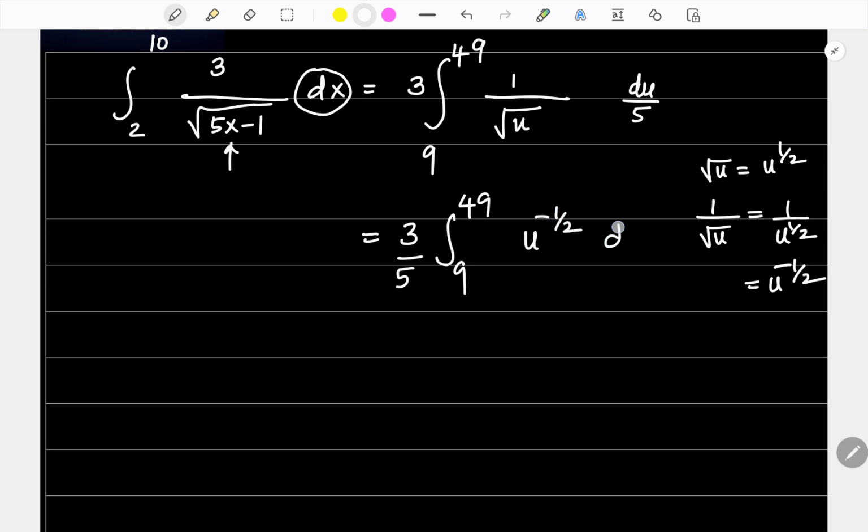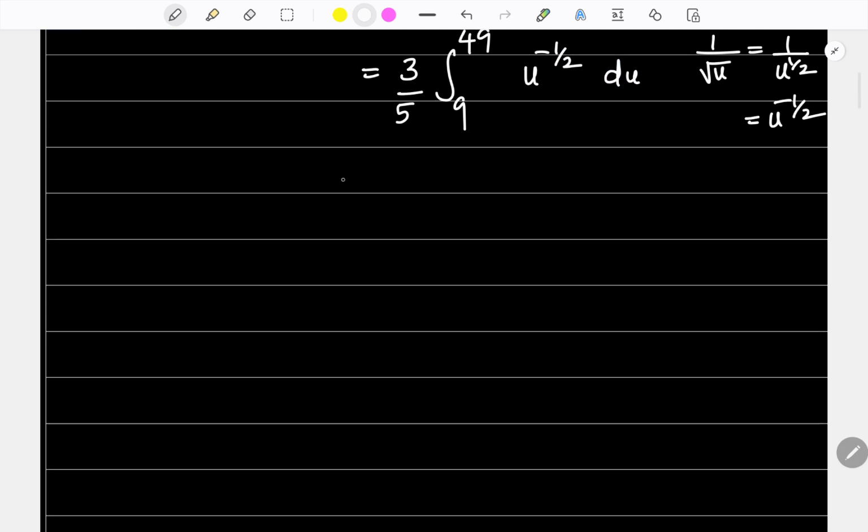So it is u to the power of minus half du. So this equals 3 divided by 5. I am going to integrate now. What is the integration of u power n, or you can say x power n? The integral of x power n dx is x power n plus 1 divided by n plus 1, plus the integrating constant c if there is no limit, but we have limits.